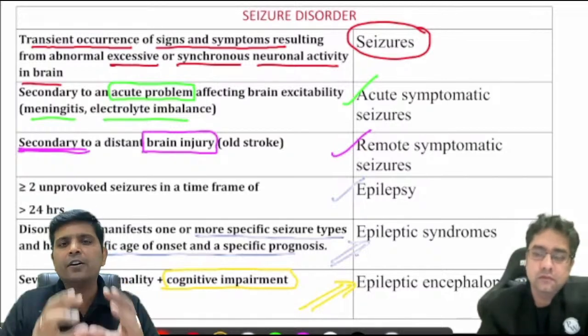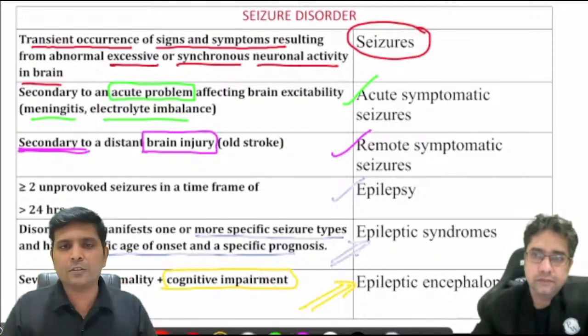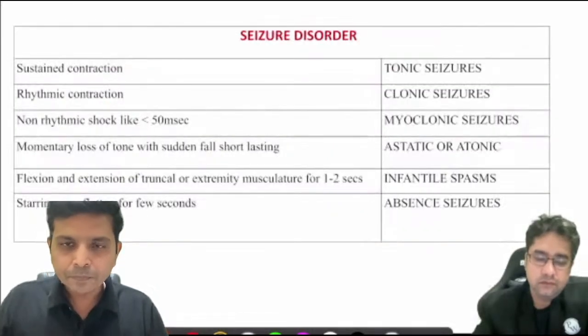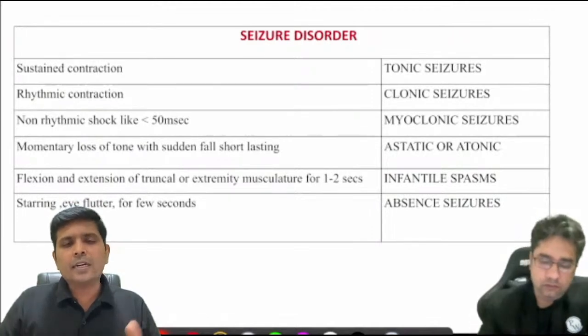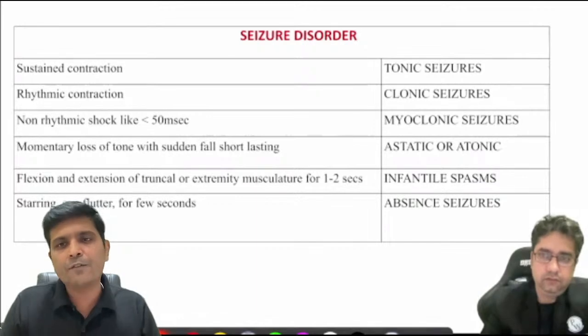So this is our first concept. You need to know the basic definitions first. Then we need to know what all the types of seizures are. Next one. Right. So the types of seizures can be classified as follows.